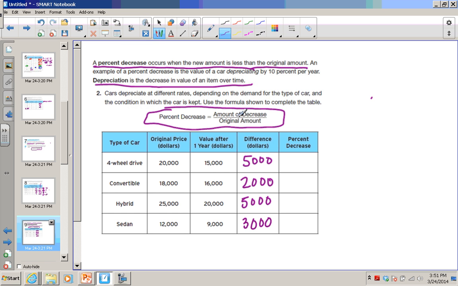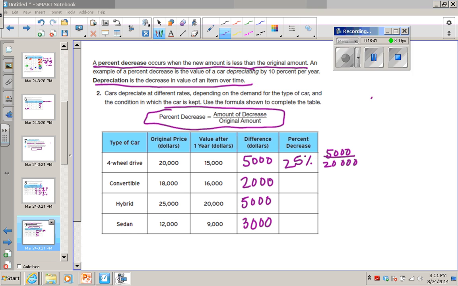So in order to get this percent decrease, I'm going to do the amount of decrease over the original amount. So however much we decreased, we have 5,000 here, and the original price in dollars is 20,000. So this one was a 25% decrease. I want you to go ahead and figure the rest of those out and come back and check yourself.